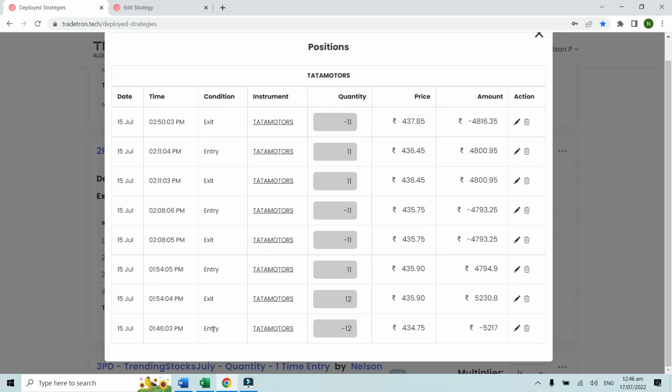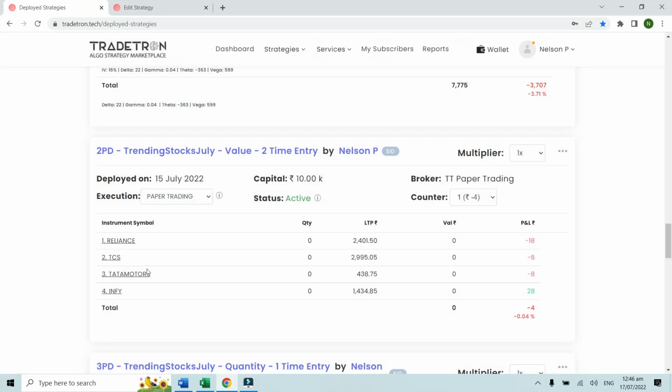it entered into the short position at around 146. This was the first short entry. The second short entry, if you see, was at around 2:08 p.m. Also, the first long entry was at 1:54 p.m. and the second long entry was at 2:11 p.m., and at 2:50 it got exited, and after that it has not taken any further trades. So that is how you can restrict.